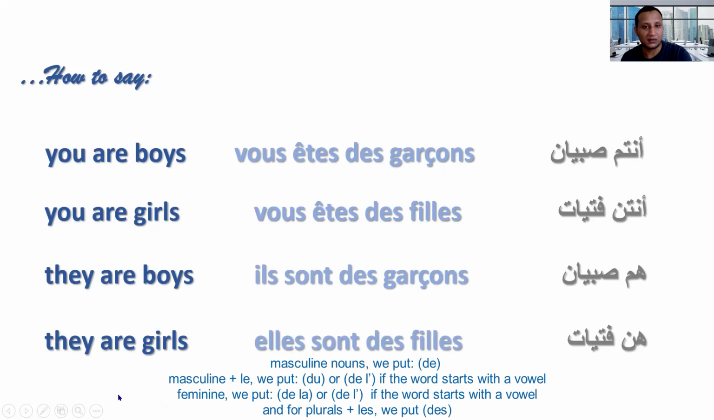Look at the subtitles. Masculine nouns, we use de. Masculine nouns with blue, we use de. Feminine nouns, we use de la. And with a vowel, when the word starts with a vowel, de l'. We're gonna see further examples next time.